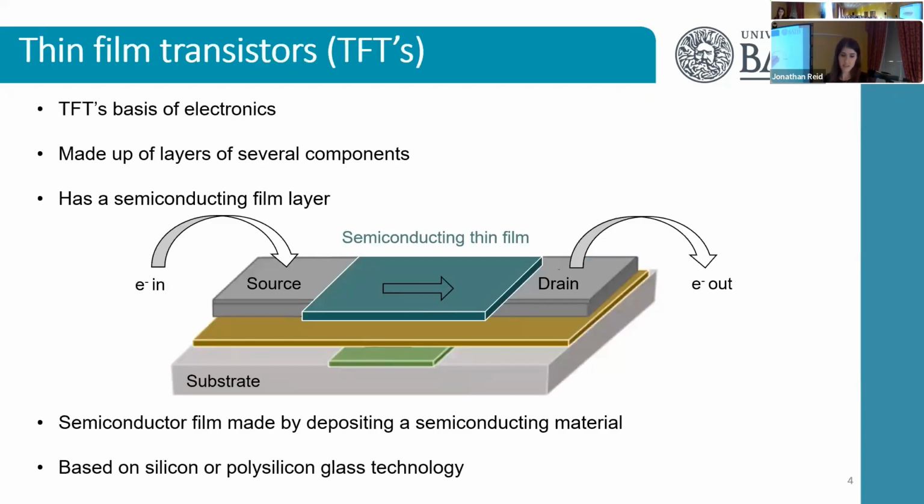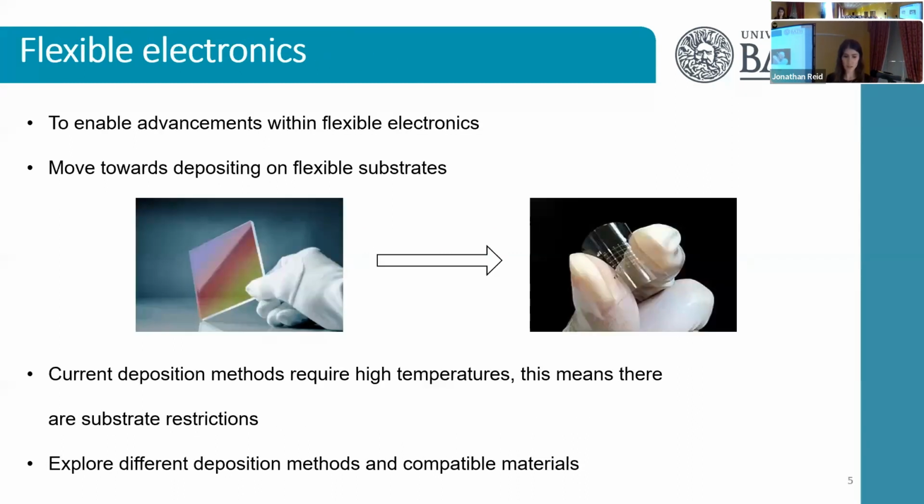Thin film transistors, TFTs, form the basis of many of these electronics, and these are made up of layers of several different components. So you have your substrate, your dielectric, source drain, and a semiconducting thin film layer. This semiconducting thin film is made by depositing a semiconducting material and has previously been based on silicon and polysilicon glass technology. But to enable these advancements within flexible electronics, we want to be able to deposit the materials required within TFTs onto flexible substrates.